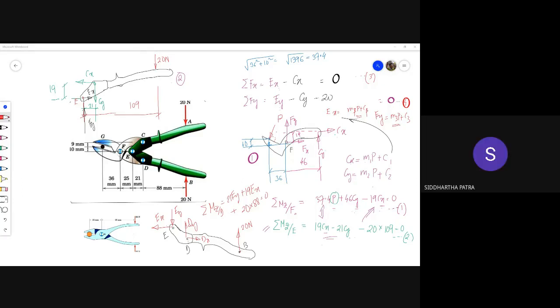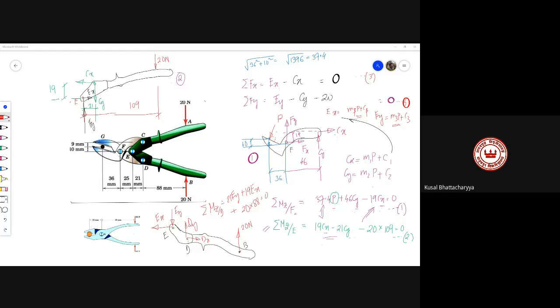Has anyone else tried? Sir, I think it was a coincidence because I was wrong. But in this case, also Cx was coming 0. I guess it was a coincidence. Okay. So the one who got 94, are you getting Cx equals 0 as well?